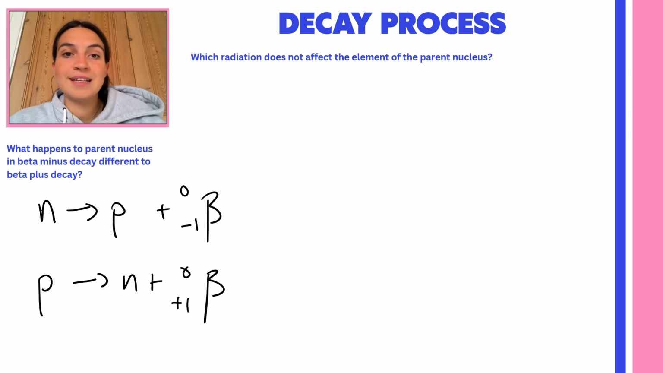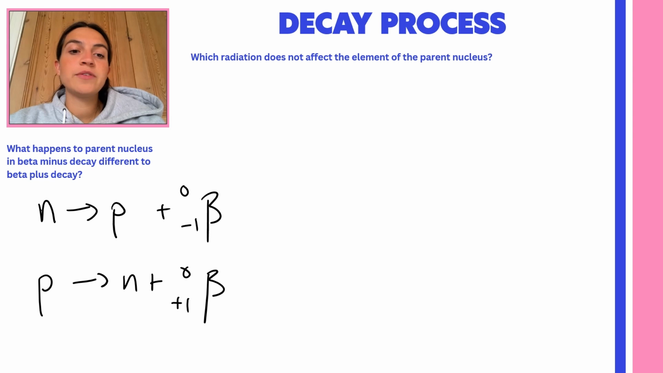So in a beta minus decay, the mass number will remain the same. There's the same number of nucleons, but there'll be an extra proton, an extra positive charge. And in beta plus decay, mass number remains the same, but since you're dropping the number of protons, you will actually get less charge on your nucleus than you had before.